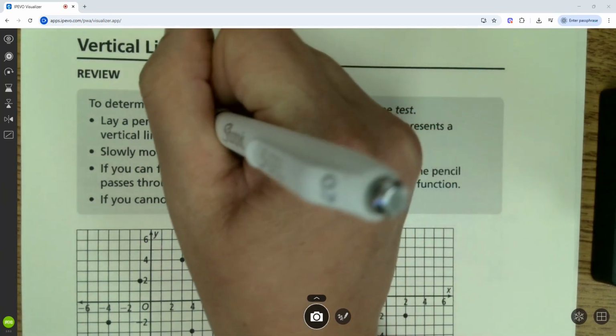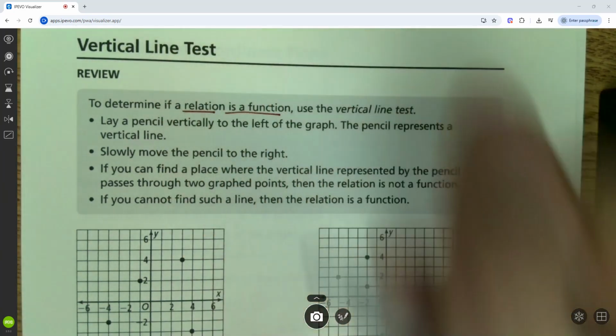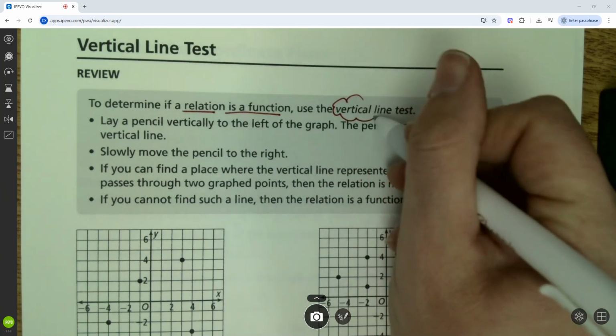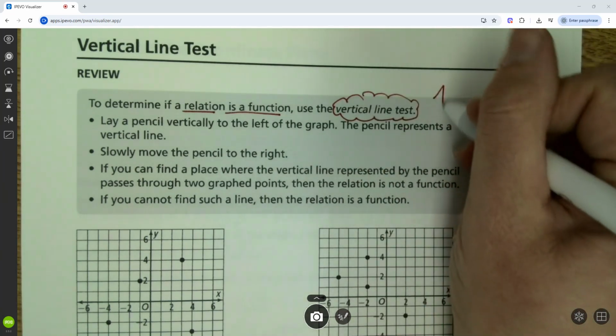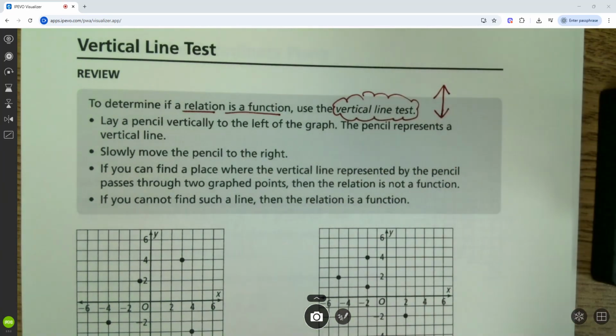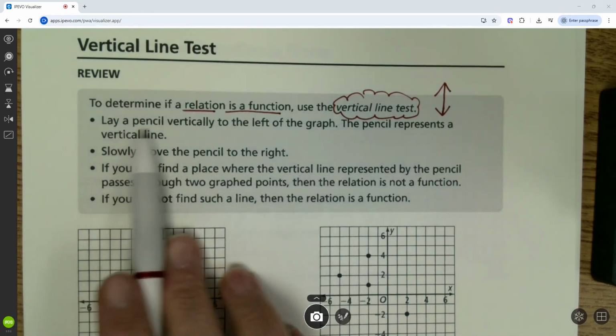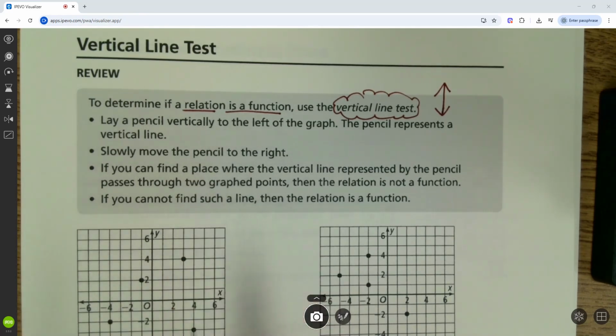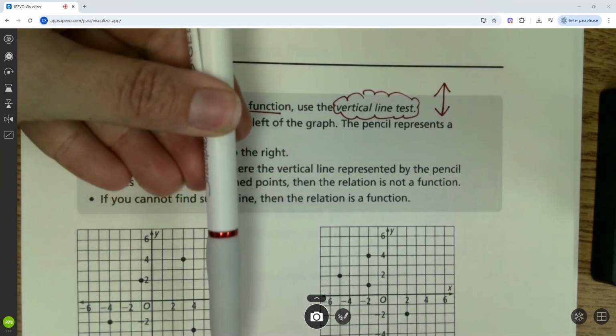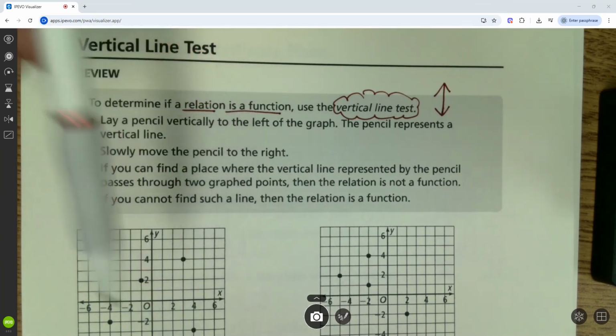Okay, so we're looking if a relation is a function using the vertical line test. Vertical means up and down, like a column. And this handout says lay your pencil down vertically to the left of the graph, especially if you're taking your SAT and the problem is on the computer screen. You could definitely just hold your pencil up to the screen and check.